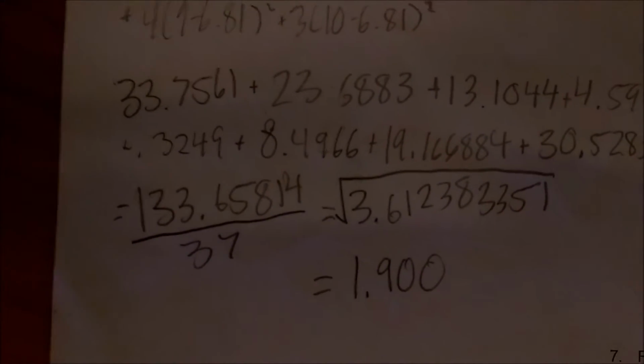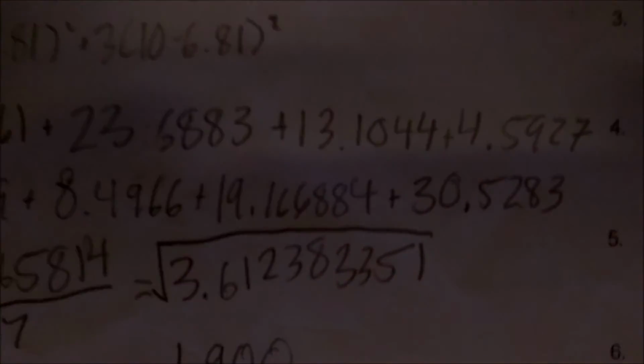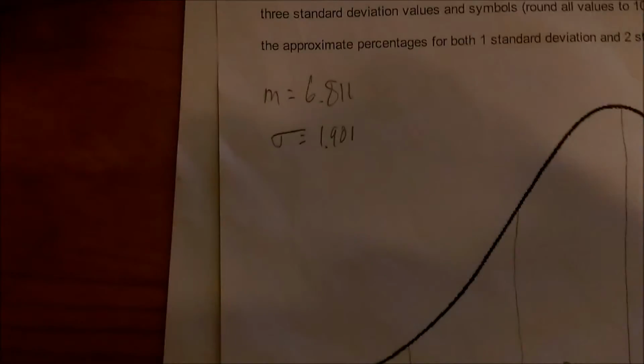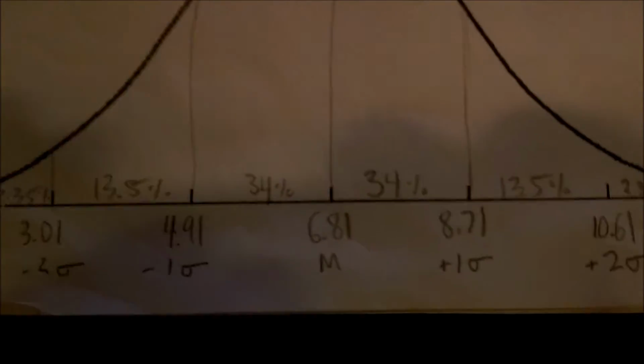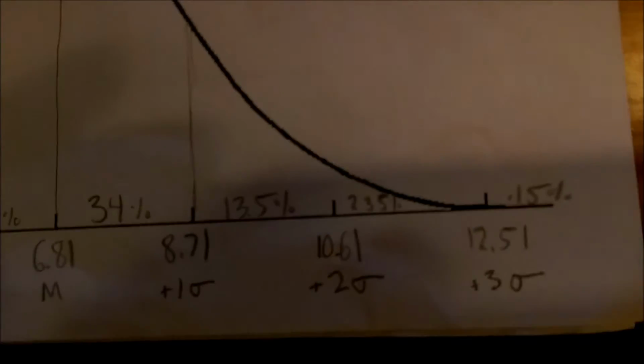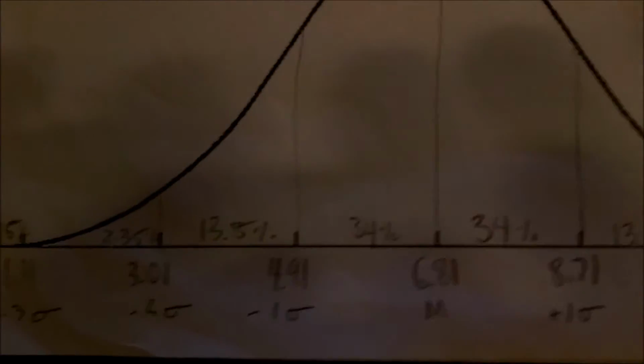Then you divide it by the total amount of numbers in the set of data, which happens to be 37. That will get you about 3.6, and then you just square root that to get your standard deviation. So our standard deviation for this set of numbers is 1.901. So what you do first is you put the mean right here, which is 6.81 in the center, and then you just add standard deviations to the right or left. So one standard deviation would be 8.712, 10.6, and then subtracting standard deviations going to the left.